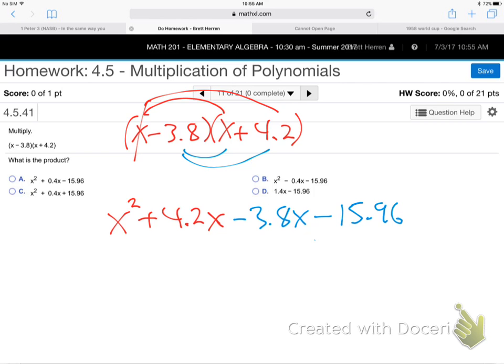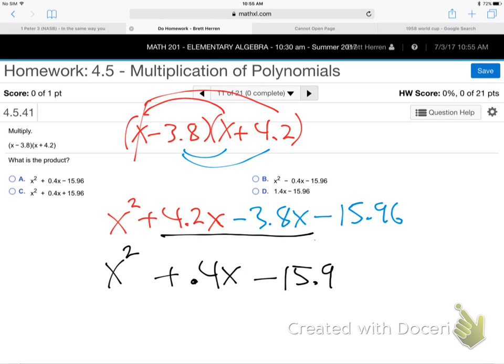Is that okay? Y'all getting that so far? First to both, second to both, or FOIL? Now what? Well, now these middle two are like terms. Those two in the middle can add, subtract to be like terms. So what do we have? 4.2 minus 3.8, what's that? 0.4x? There we go.